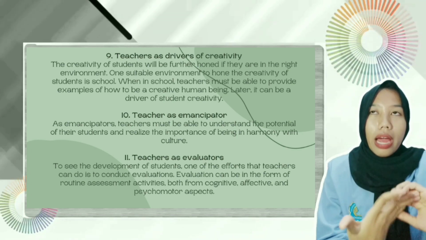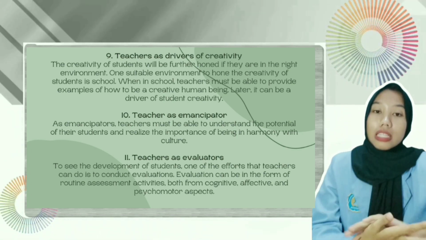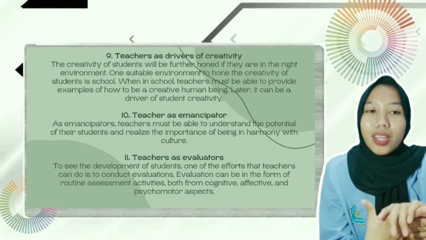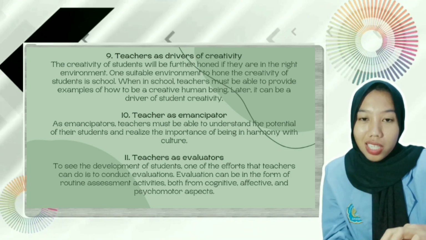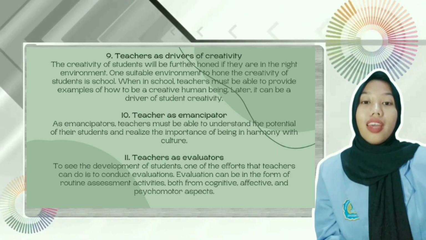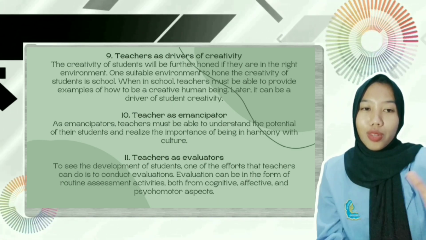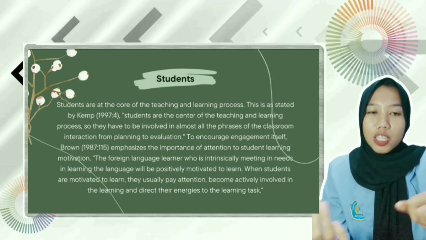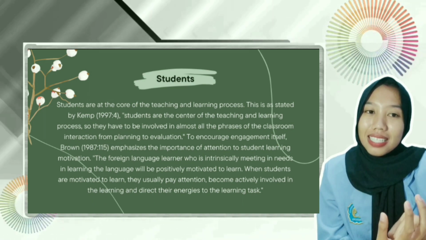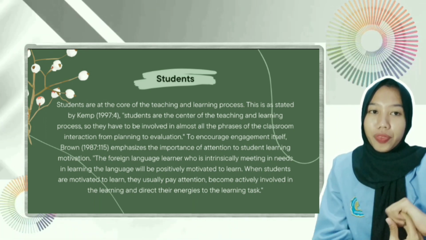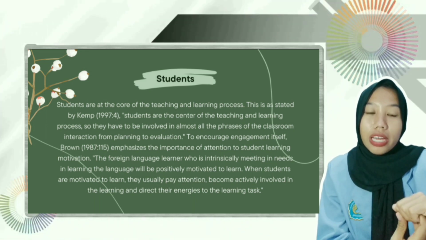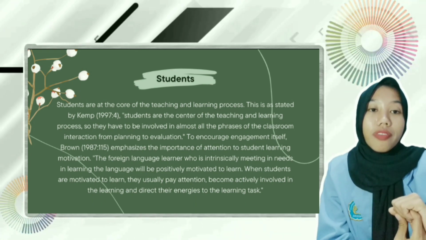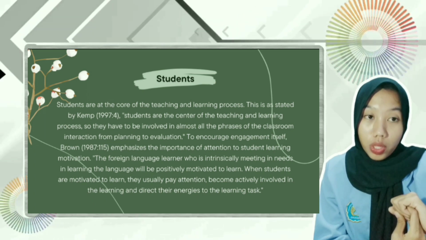So here we have the role of students in teaching and learning activities. So teaching is with teaching activities and students with learning activities. Students are the core of the teaching and learning process. This is stated by Kant in 1997. Students are the center of the teaching and learning process, so they have to be involved in almost all the process of class interaction, from planning to evaluation.